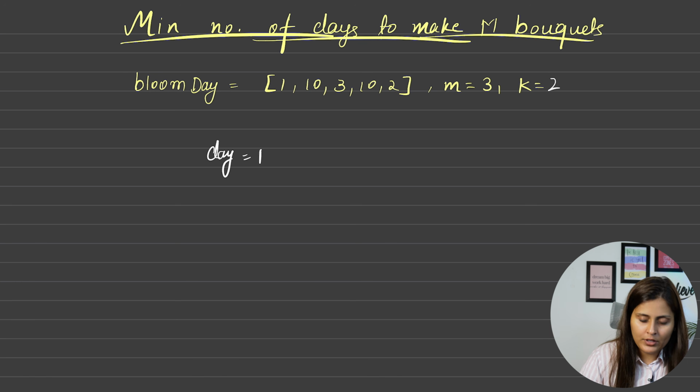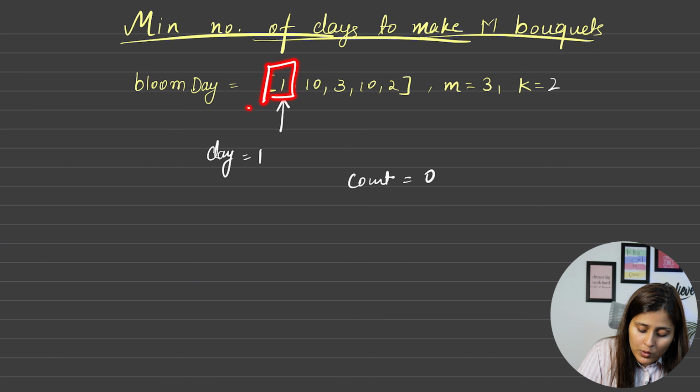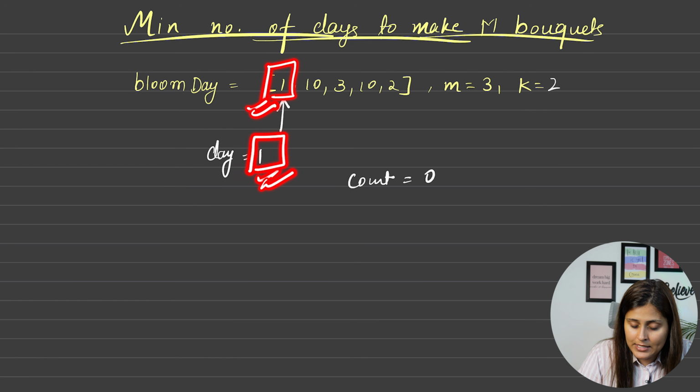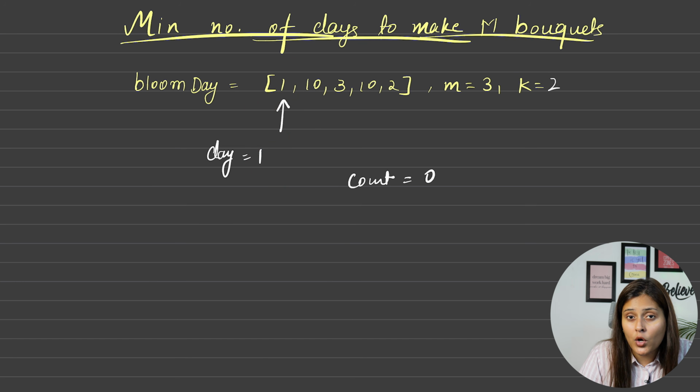Okay, let's go with the first day. If you go on day 1, obviously you can pick this flower. Basically you need 2 flowers to make 1 bouquet, right? So let's initialize the count with 0, and once you find that the bloom day of i is less than or equal to the day, because you are going on the first day, you can pick this flower. Suppose you are going on the second day.